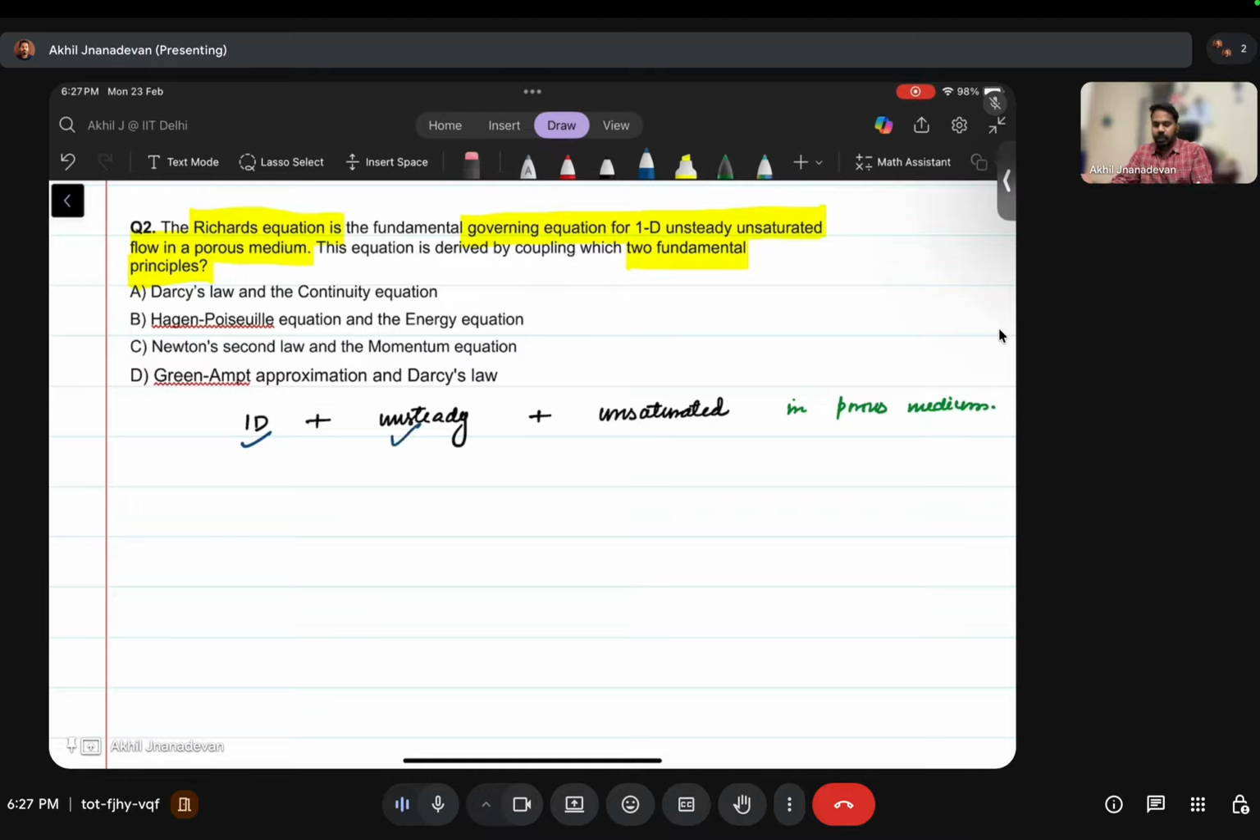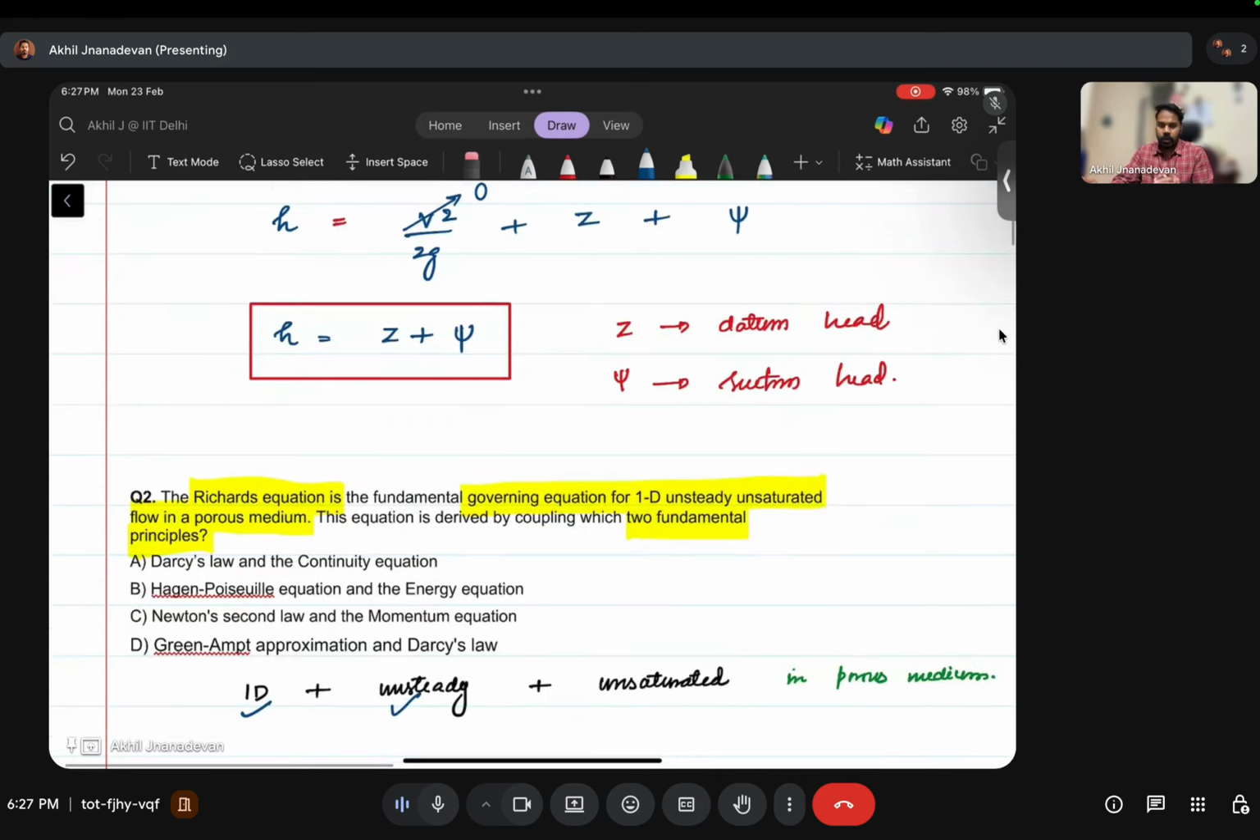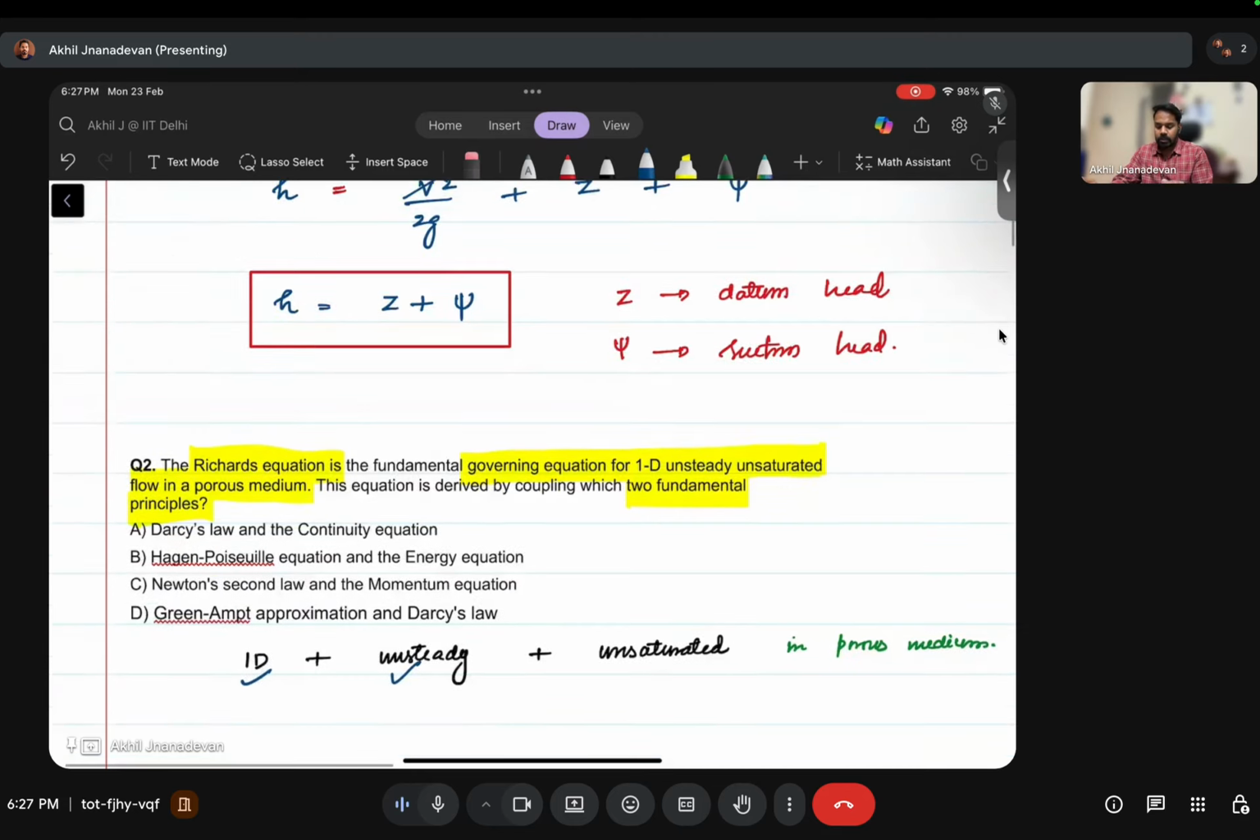Next is unsteady. Unsteady means it will be changing with time. So the flow will be changing with time. We are not considering a case where the flow is independent of time. It is dependent on time. With time, the flow changes, right? With time, the head difference changes. The head that we already found in the first question, this changes. The suction head and the pressure head keep on varying with time. So that is the case where we consider the unsteady case.